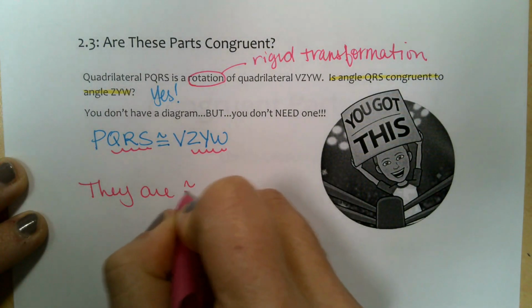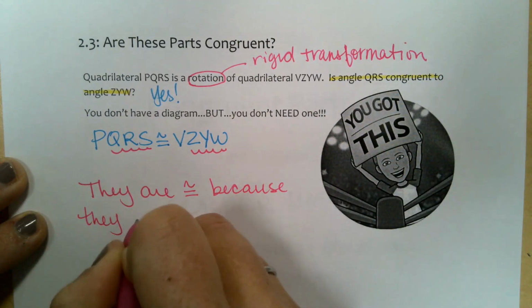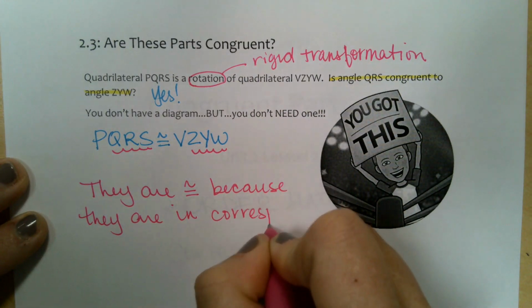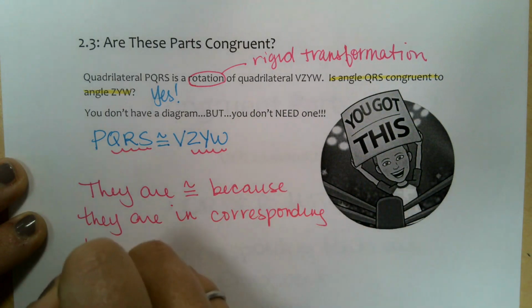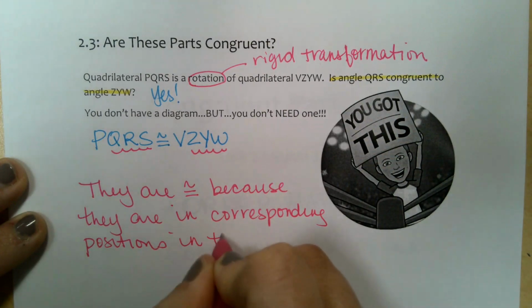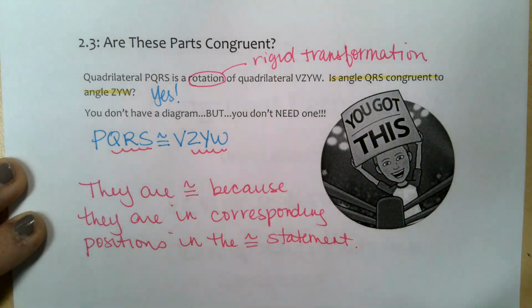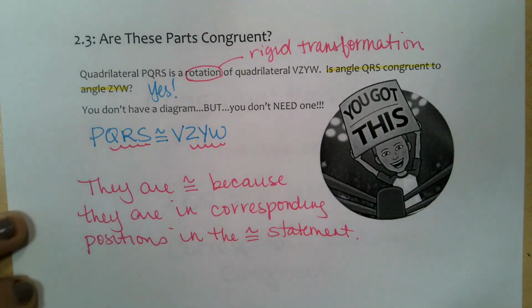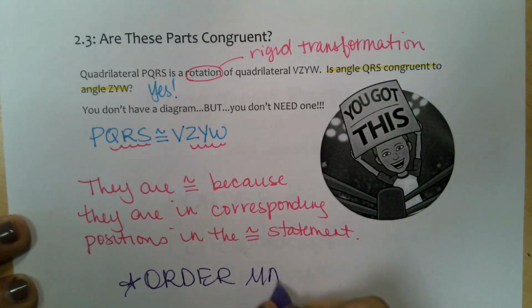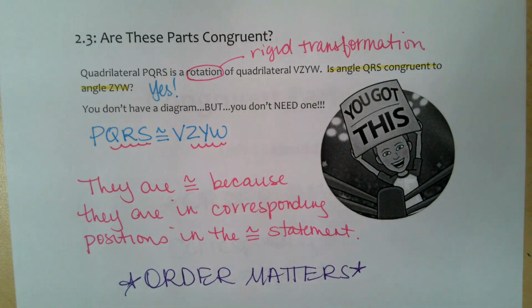They are congruent because they are in corresponding positions in the congruence statement. Okay. And that is why we said that order matters, because the order will tell you what pieces are corresponding and therefore what pieces are congruent.